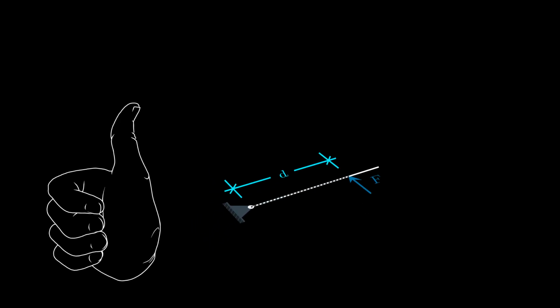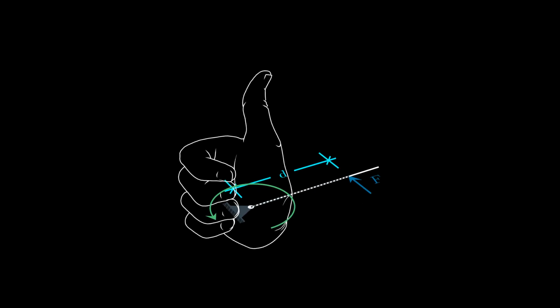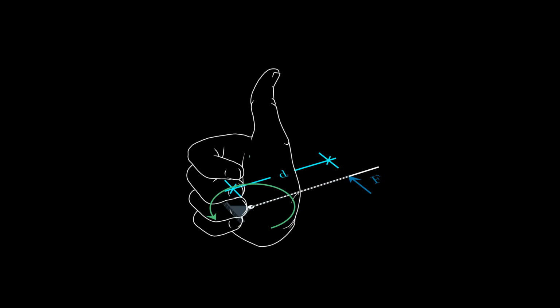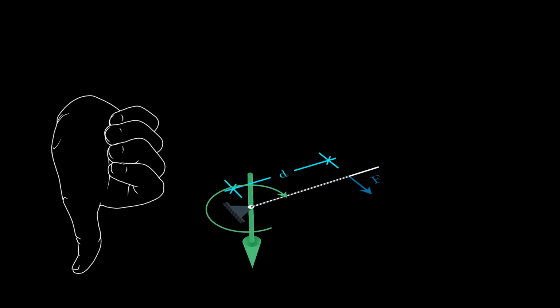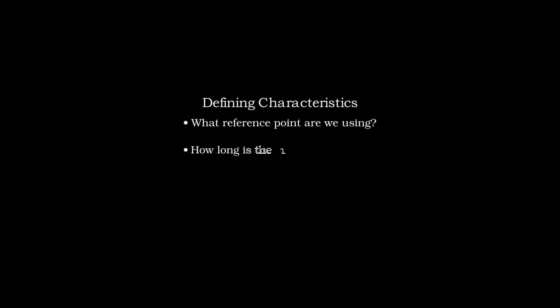Basically, if you curl the fingers of your right hand in the direction of rotation and stick your thumb out, your thumb will point in the direction of the moment vector. If you get a thumbs up, it's a positive moment, and if you get a thumbs down, it's a negative moment. So the defining characteristics of a moment that we need to know before we can calculate it are what reference point we're measuring from, how long the moment arm is, how big the force is, and what way the force is going. Once we know these things, we can determine the size and the direction of the moment.